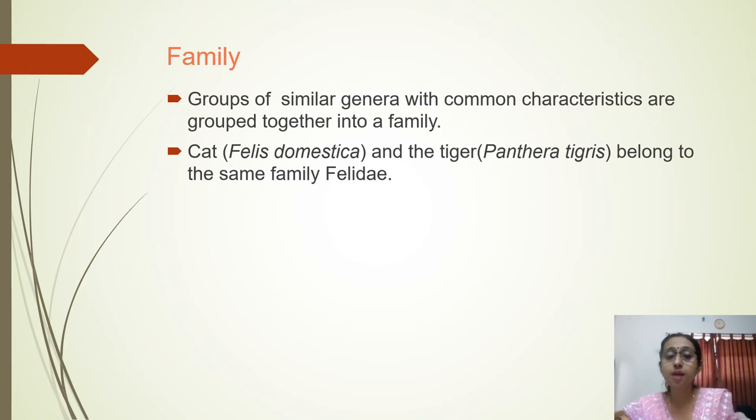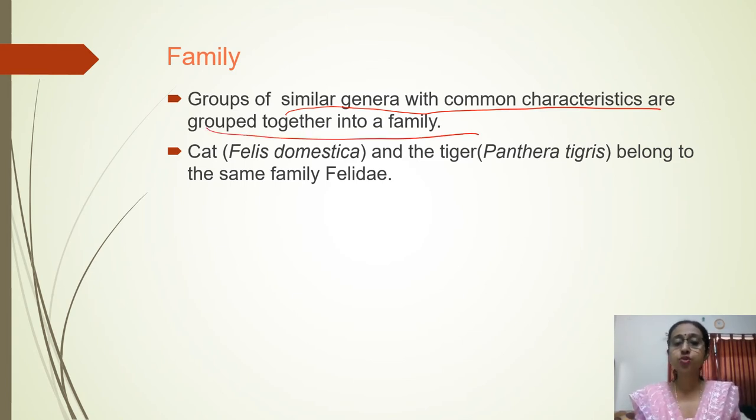Now next here comes the family. After species, we talked about genus, and next in the order comes the family. So the next hierarchy is the family. Similar genera with common characteristics are grouped together into a family.